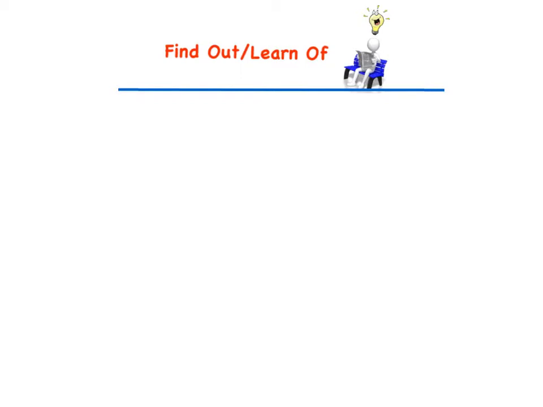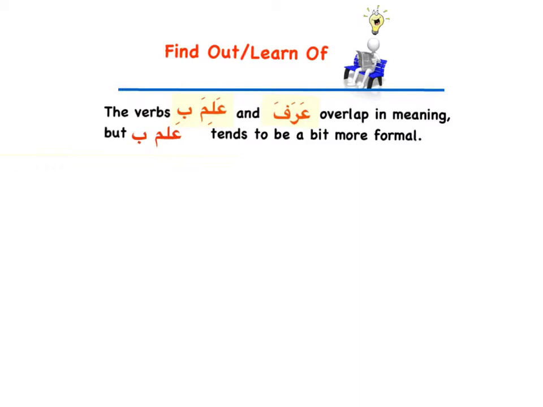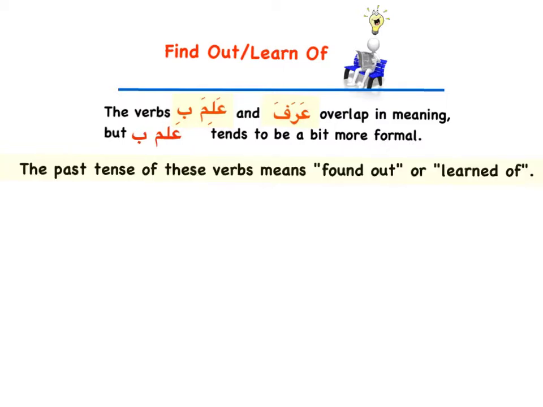Now let's look at the verbs find out and learn of. The verbs علم بـ and عرف overlap in meaning, but علم بـ tends to be a bit more formal. So, to know, find out, to learn of, both have the same meaning, but علم بـ is more used in more formal contexts. And the past tense of these verbs means found out or learned of.